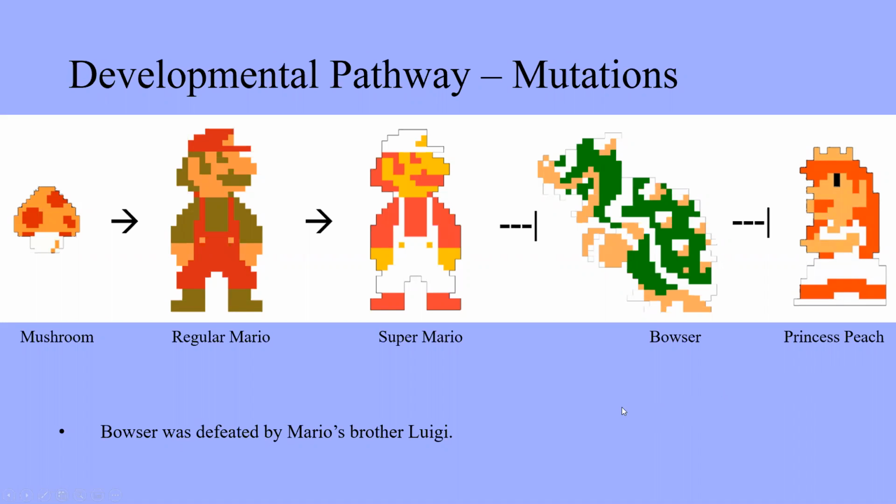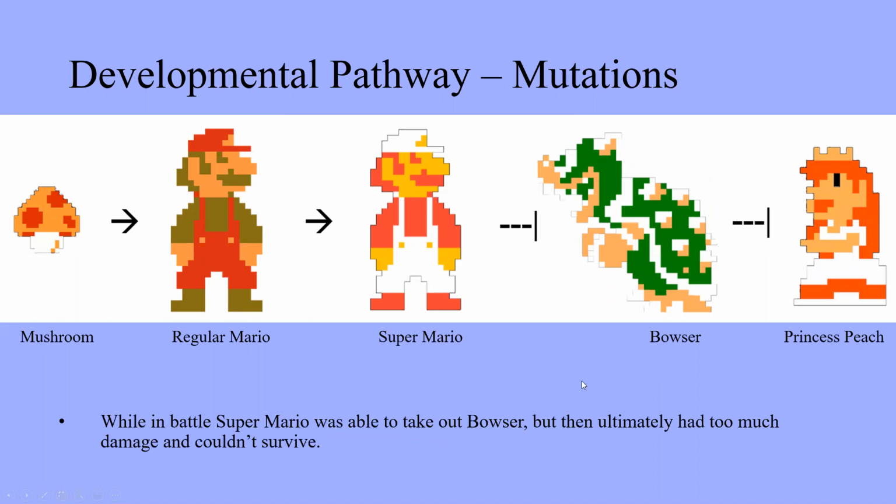Now with the developmental pathway, there could be a single mutation. For this one, Bowser was defeated by Mario's brother Luigi. So now he isn't in the developmental pathway anymore. Thus, if we don't have anyone blocking Princess Peach anymore, Super Mario is able to go ahead and save Princess Peach, which thus saves the world.